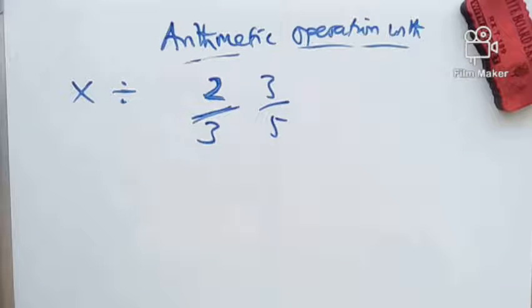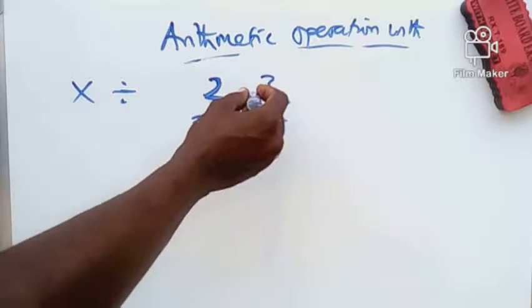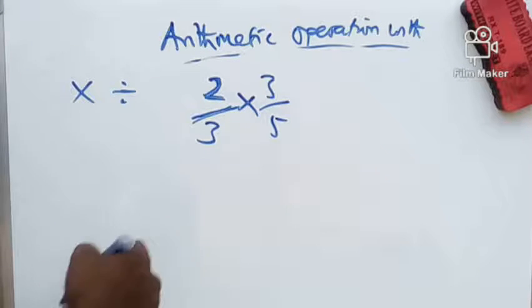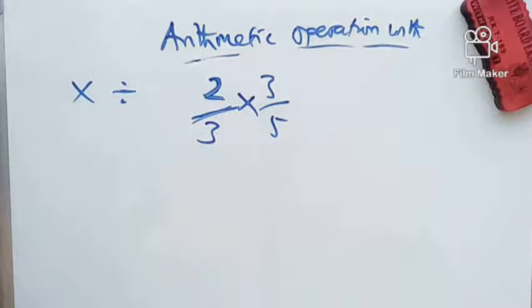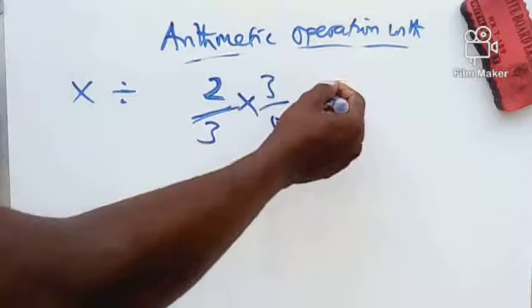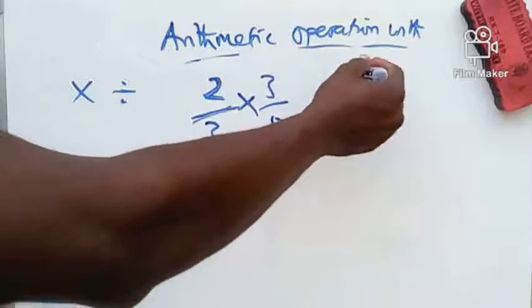Now, anytime you are multiplying fractions, you can perform a cross division. Let's say we have this example now. You can decide to multiply the numerators together. Let's say 2 times 3 will give you what?